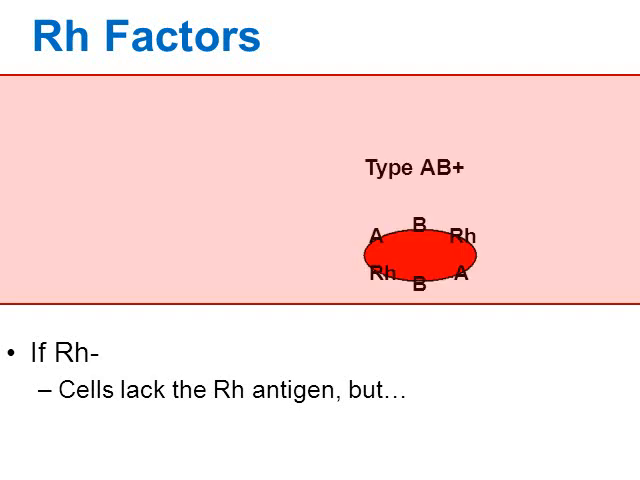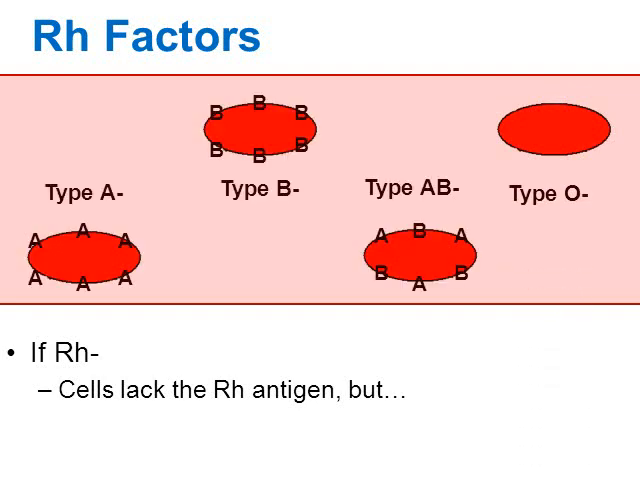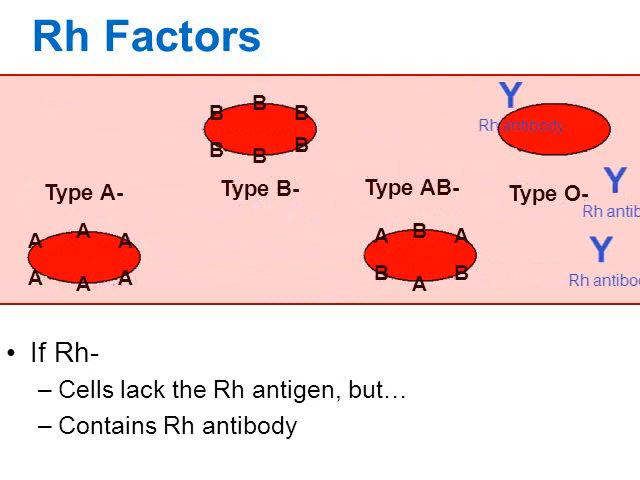A moment ago we saw AB and Rh, that's AB positive. But if I take away those Rh's, it's not AB positive, it's just AB negative now. And a moment ago we saw only Rh's is O positive. But if I take away those Rh's, it's not O positive, it's O negative. So when you look at the 4 blood types that are negative, the one thing they all have in common is that they lack the Rh antigen. But they do contain the Rh antibody.